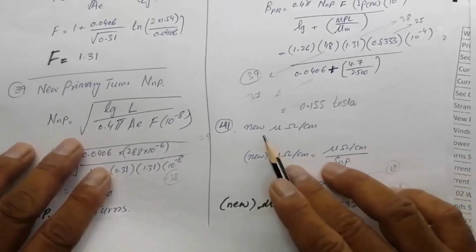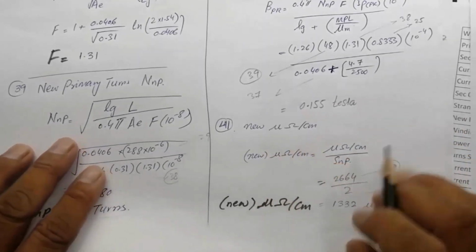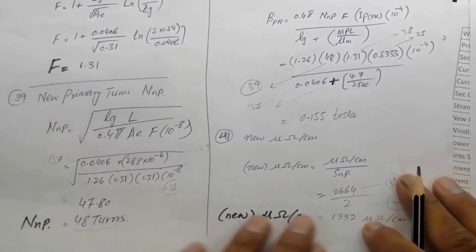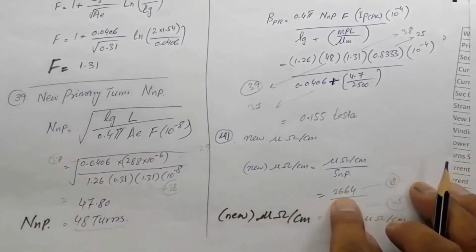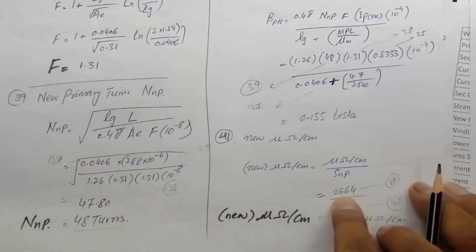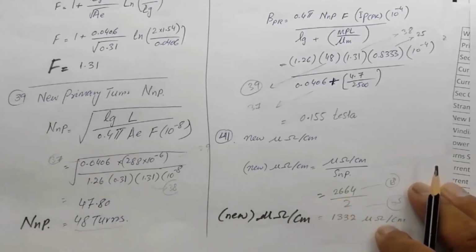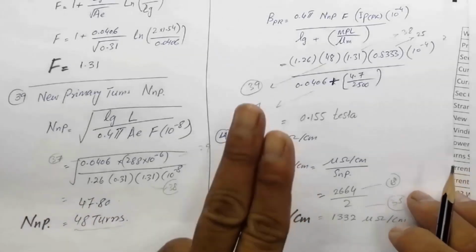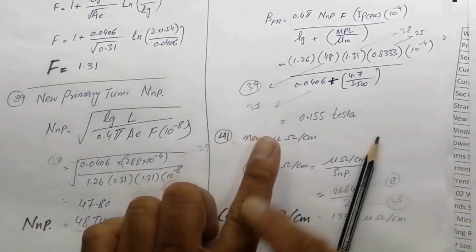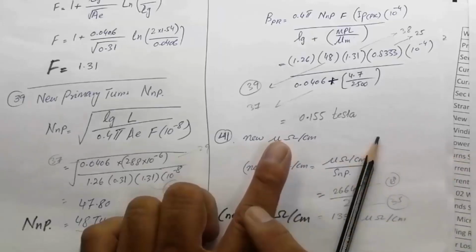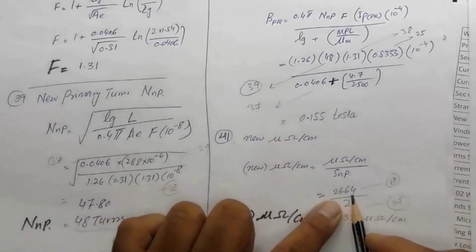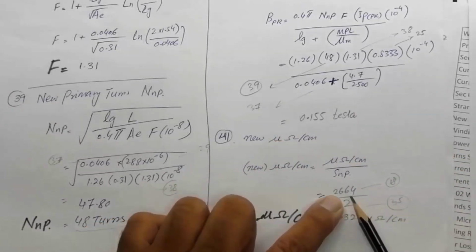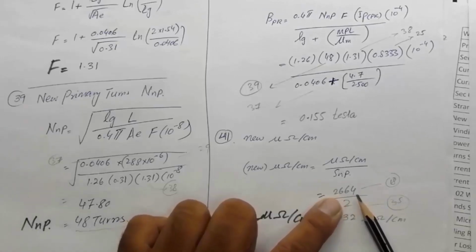Now calculate the new micro ohm per centimeter. Why new micro ohm? Our 29 number gauge has 2664 micro ohm per centimeter, but we are using it in a pair. If we wind one wire in the winding, that means our 1 centimeter will take 2664 micro ohm per centimeter.